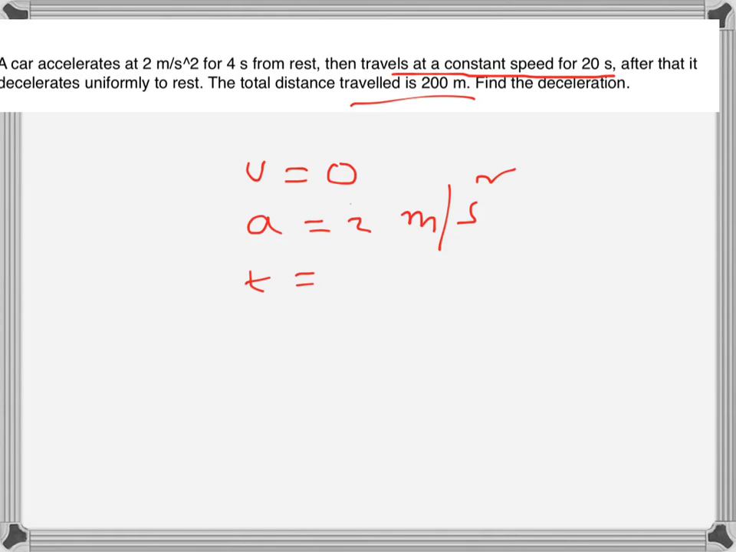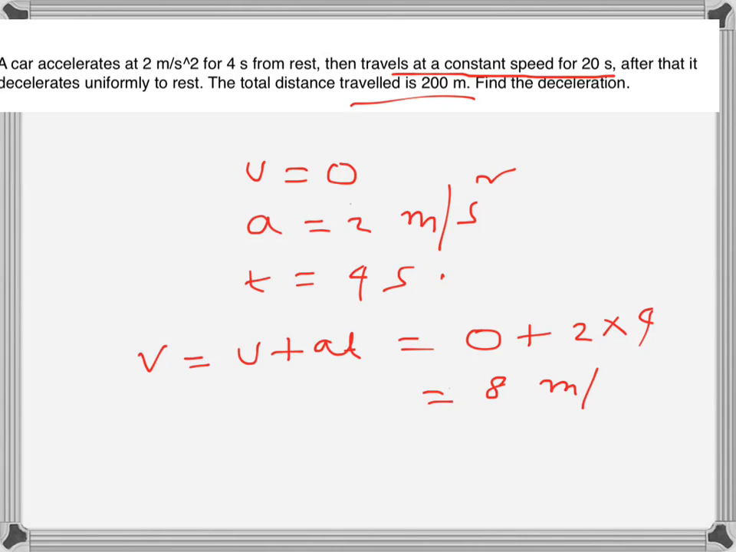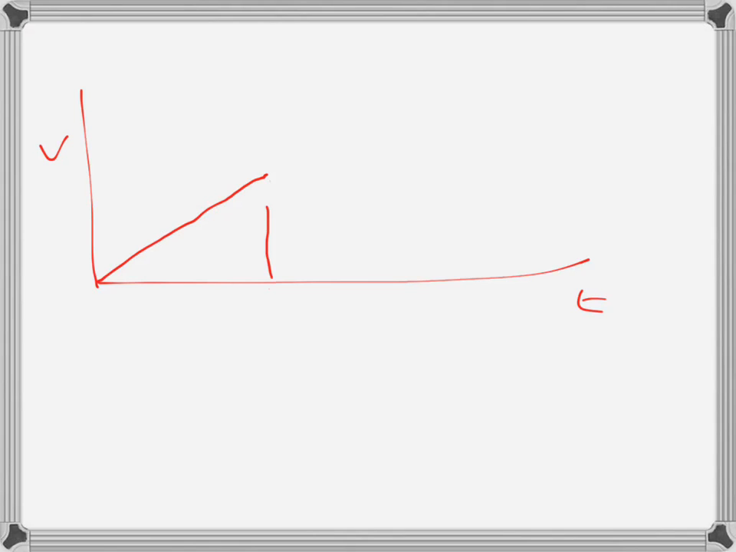So the final velocity after the acceleration is finished, that is after 4 seconds, is u plus at. If we use that formula, u is 0 plus 2 times 4, which is 8 meters per second. So if we draw the velocity here and time here, a graph, the velocity is 8 meters per second.